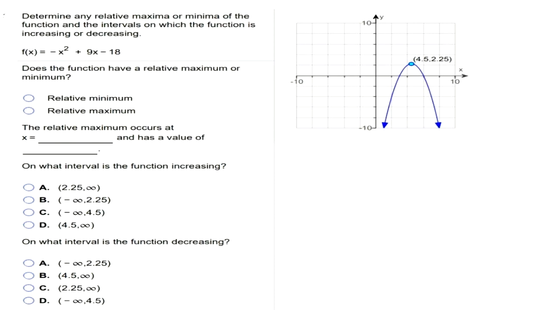So when I look at this graph, you're only going to have, in this graph, either a relative minimum or a relative maximum. So if I look, my curve is going down. So this is my highest point.